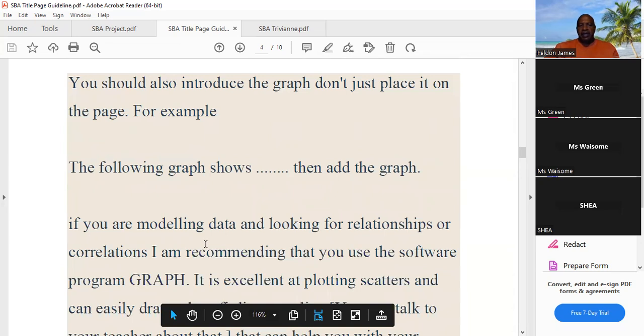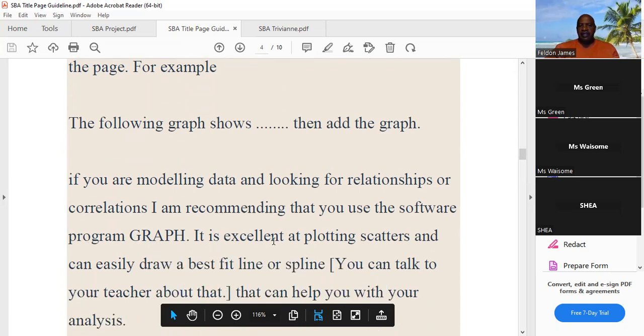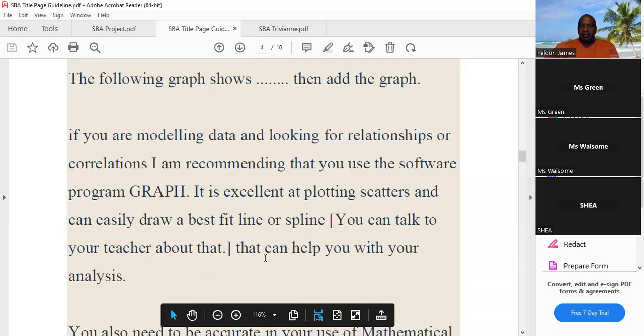If you are modeling data and looking for relationships of correlation, I am recommending that you use the software program Graph. It is excellent at plotting scatter plots and can easily draw the line of best fit or the spline. You can talk to the teacher about that. Now that can help you with your analysis.